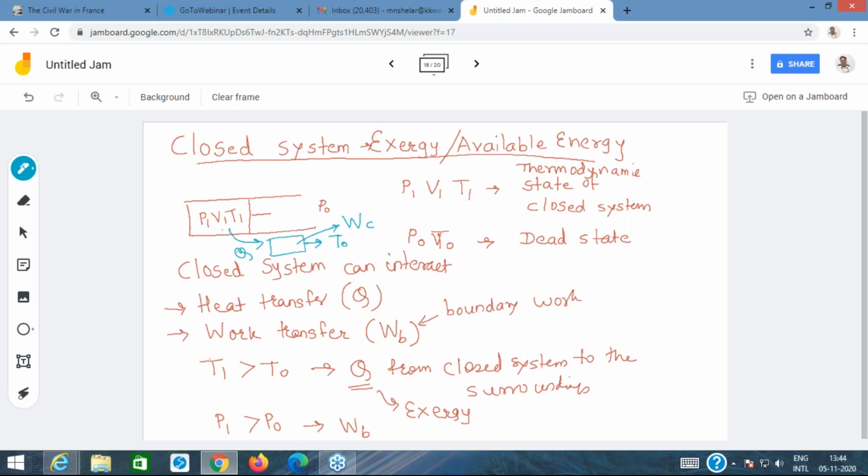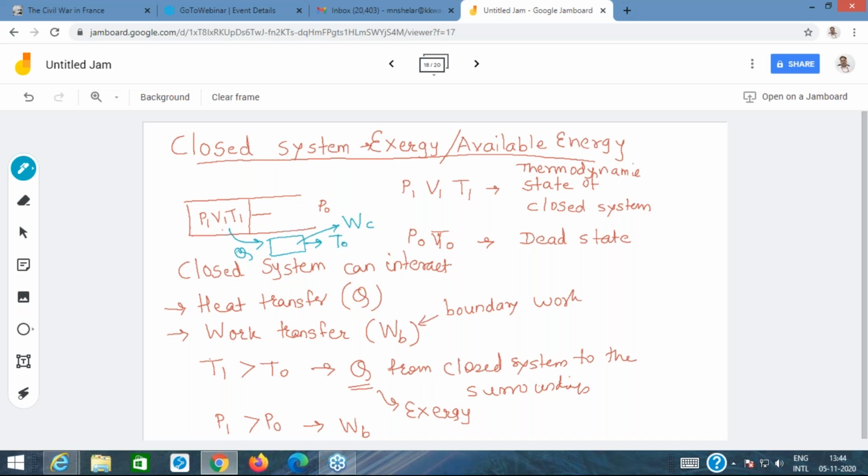So, in order to find the exergy associated with the heat transfer, we do a thought exercise that this heat is taken to a Carnot engine, and the Carnot engine rejects the heat at the dead state temperature, and the work output of this Carnot engine is the exergy because of the heat transfer from the closed system. This is the first part, right?